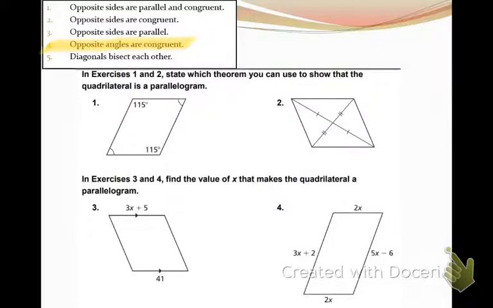So you would write that as the answer. There is an official name for the theorem, but I don't care that you learn the theorem name. What I do care is that you know that opposite angles are congruent. So because of that, this is a parallelogram. Then you would move on to the next one.